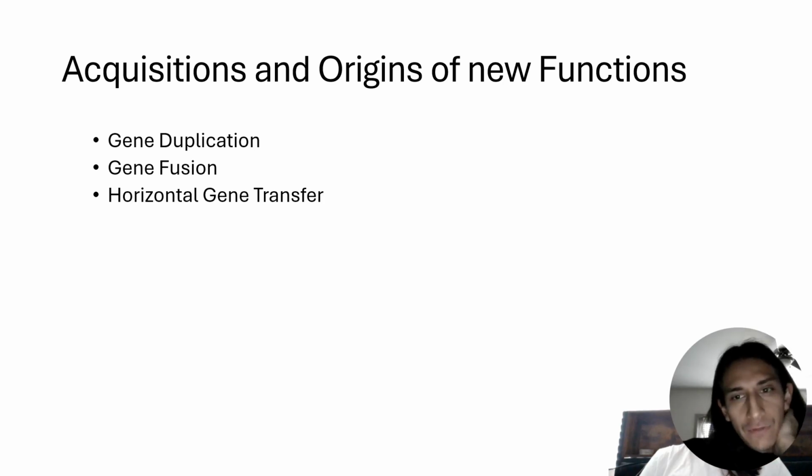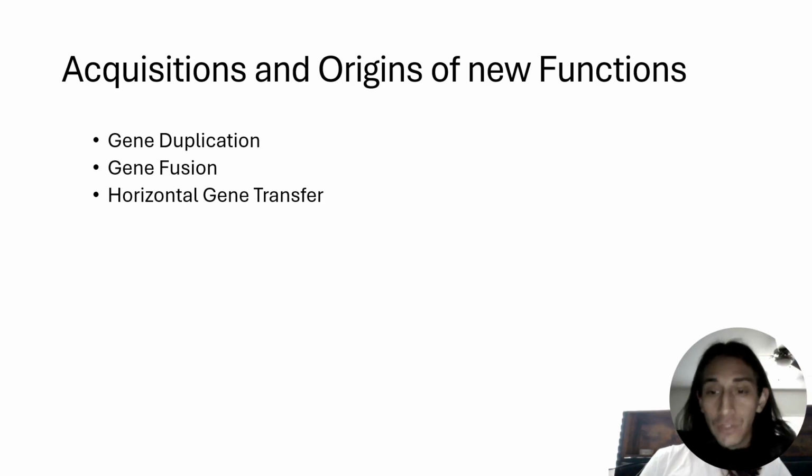Acquisitions and origins of new functions. So gene duplication involves the duplication of a gene, obviously, resulting in the creation of a new gene copy that can involve new functions. So basically almost like a hybrid. And gene fusion involves the fusion of two or more genes, resulting in the creation of a new gene with novel functions. And so think about that hybrid just merging with the precursor, right? It becomes a super gene, we could say.